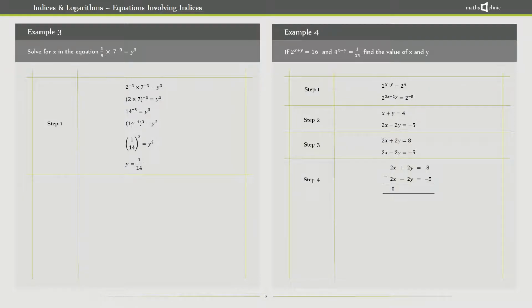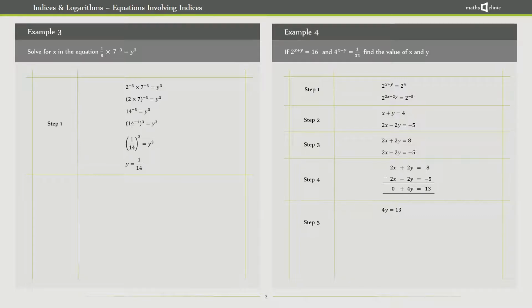Then we have plus 2y minus, minus 2y, and because we have minus minus, it becomes plus. We have plus 4y equals 8 minus minus 5, which is 13. If you notice, we have eliminated x because when we subtracted there, we had 0. So x is pretty much out of the equation, and all we're left with is 4y equals 13.